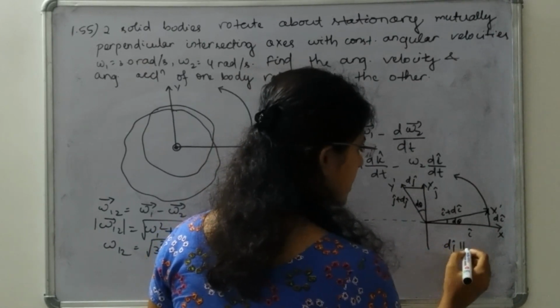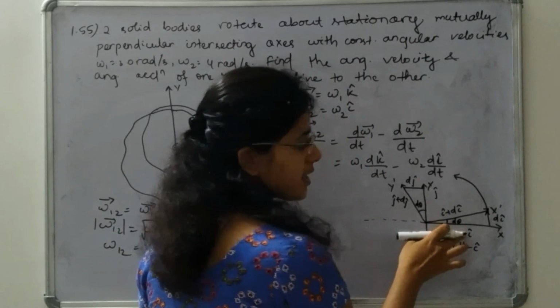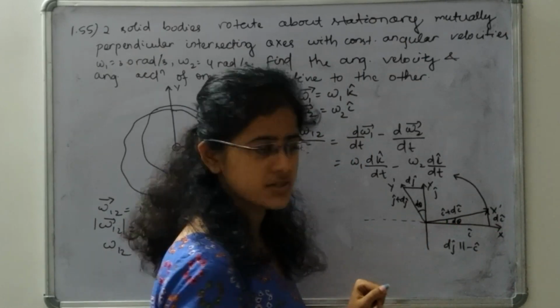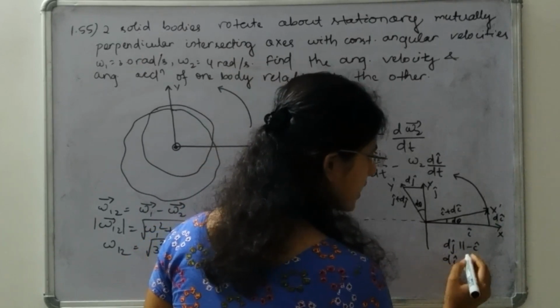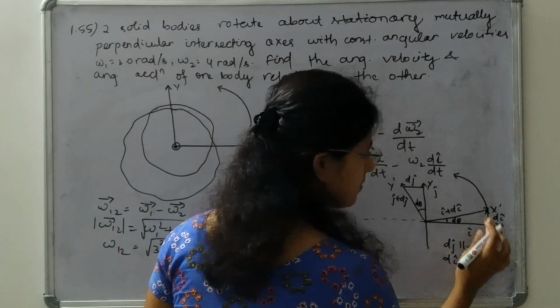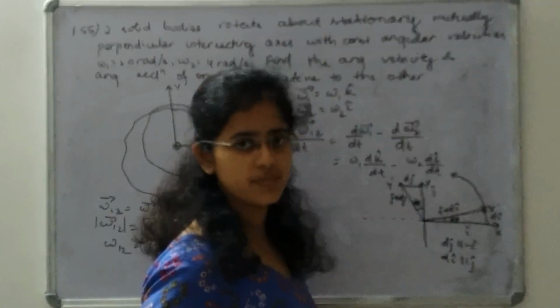dj cap is parallel to minus i cap. That is, i cap is the unit vector along the positive x direction. So this is minus i cap, and di cap is parallel to j cap. Here you can see.